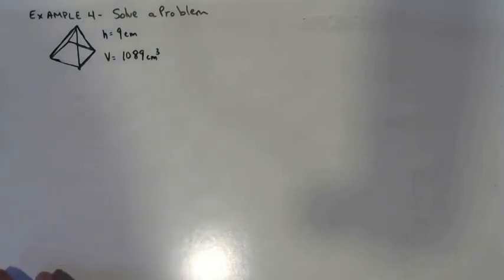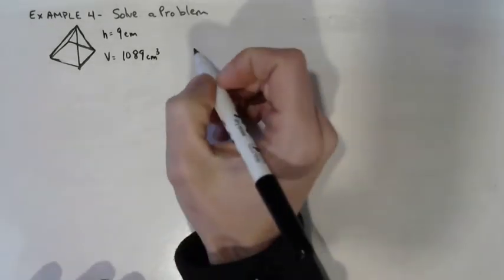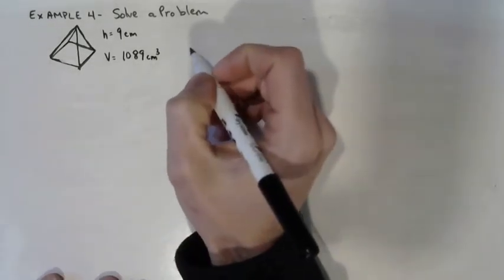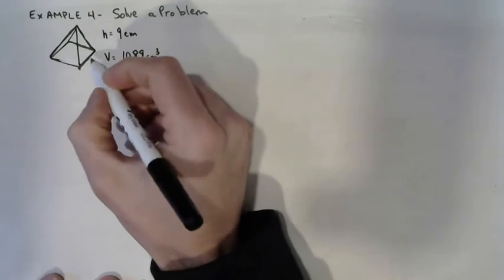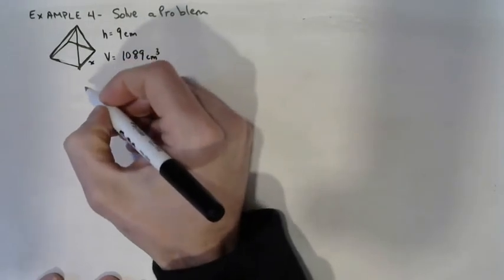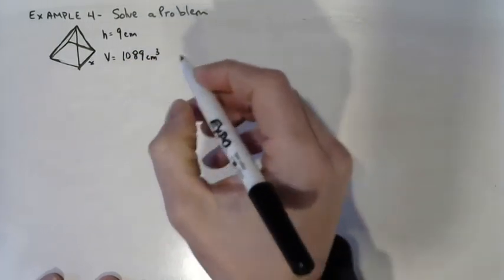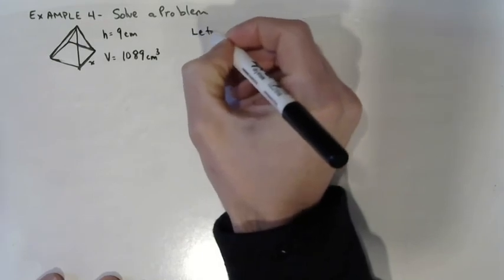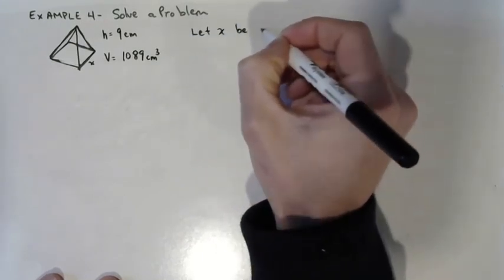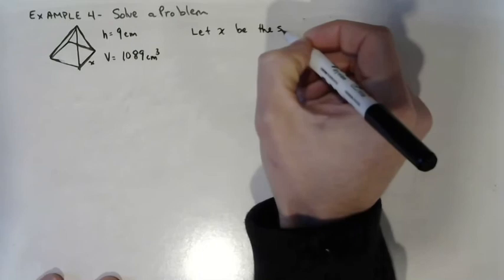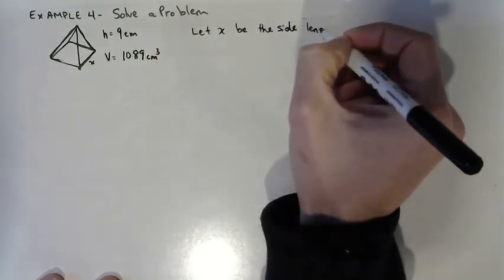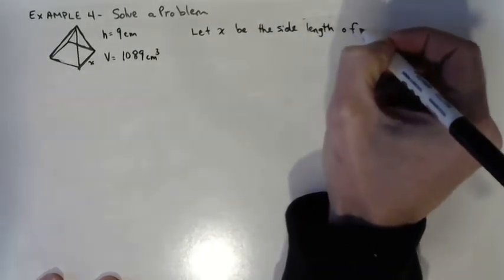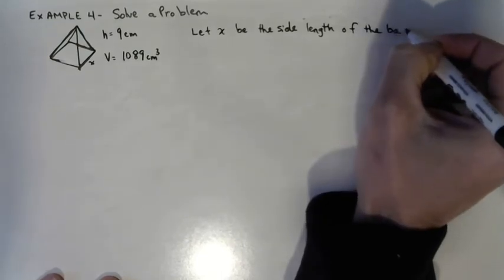Well, what do we know? What do we need to know? We're going to need a formula for the volume of a pyramid, and we're going to need a variable to represent the side length x of this square-based pyramid. So we're going to let x be the side length of the base.